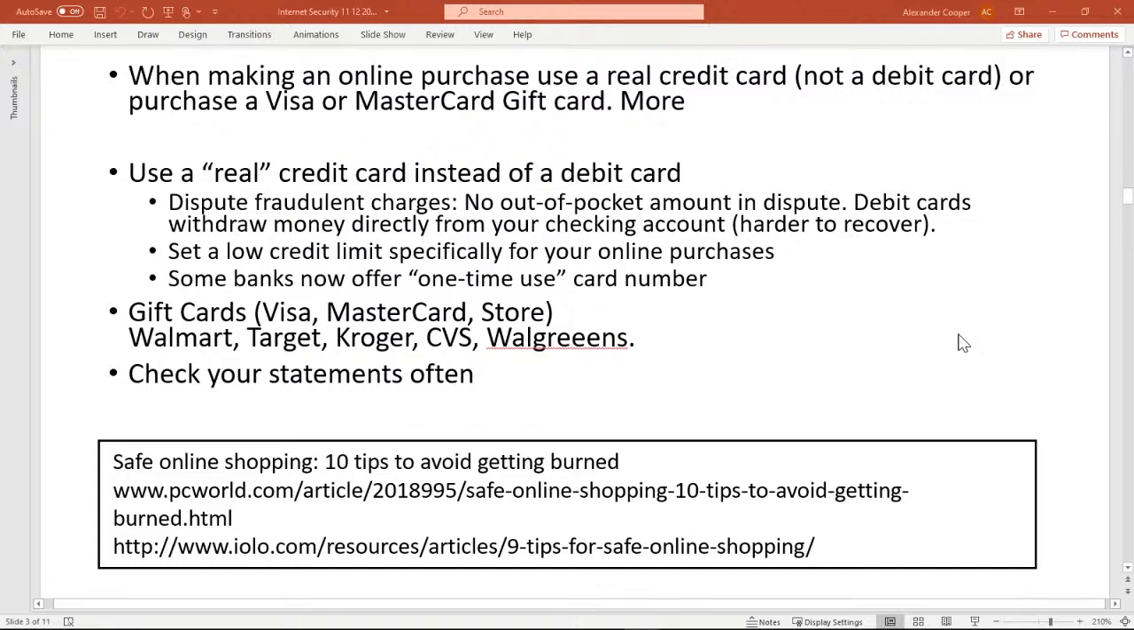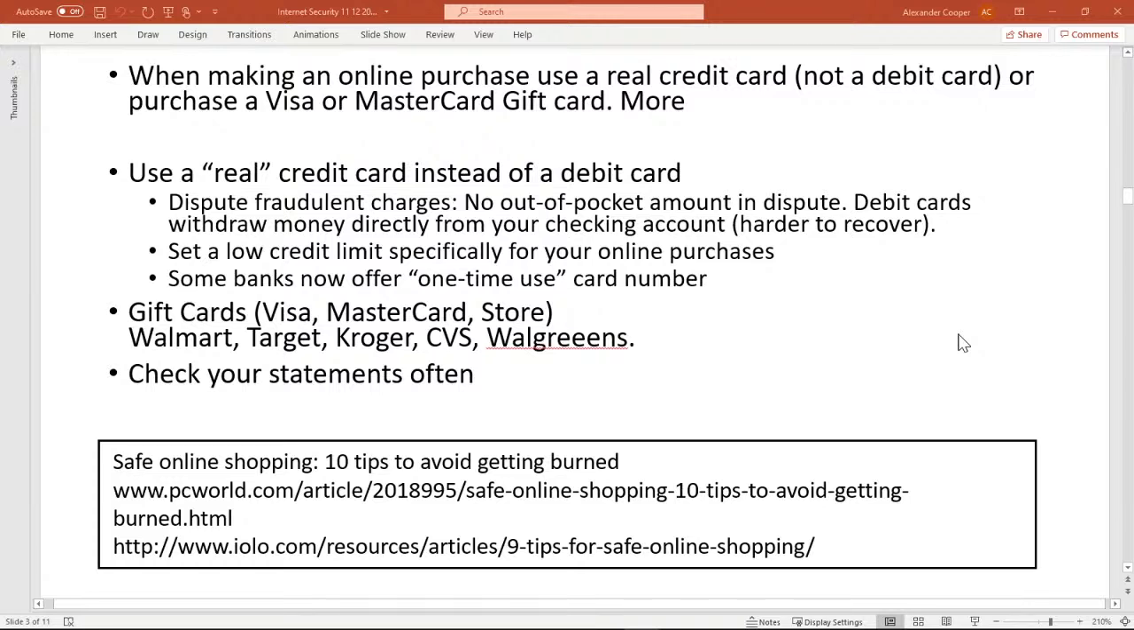It's harder to recover. The other thing is you could set a low credit limit specifically for your purchases. The big thing is maybe even set it at $300 as your maximum a day, and that can help out with anything like that. Some banks and credit cards now actually offer a one-time use credit card number that might be available for 24 hours. And then when the 24 hours is up, that card number's not valid anymore.